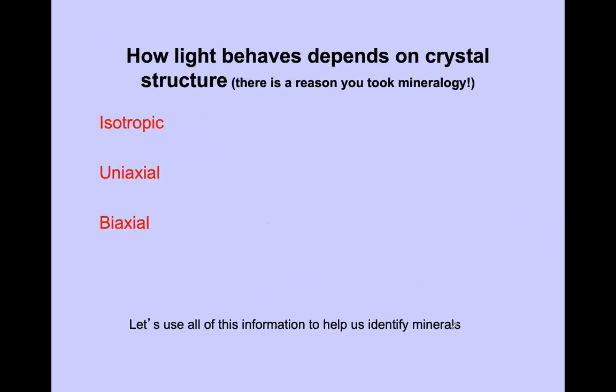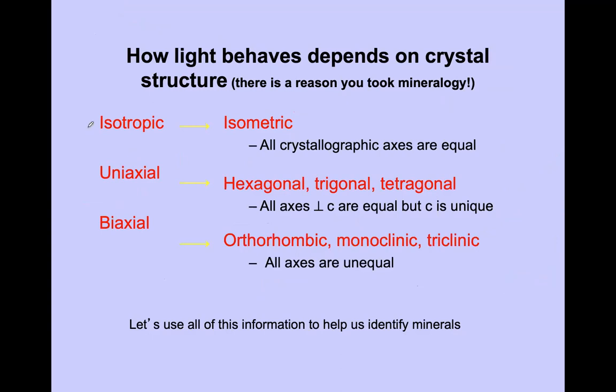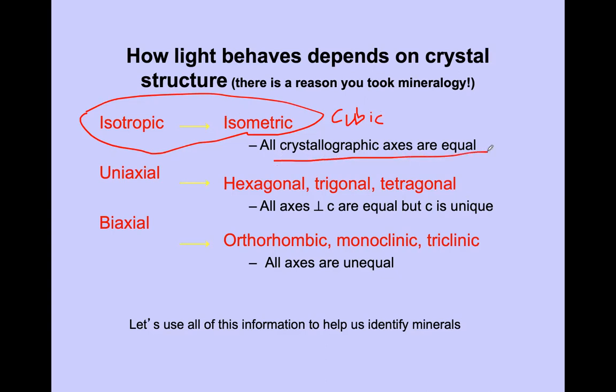Based on these features, we divide the minerals into two categories, isotropic and anisotropic minerals. The isometric system, which means the cubic system, from crystallography, remember, behaves as isotropic minerals. That means they cannot reorient the light, because all their crystallographic axes are equal.